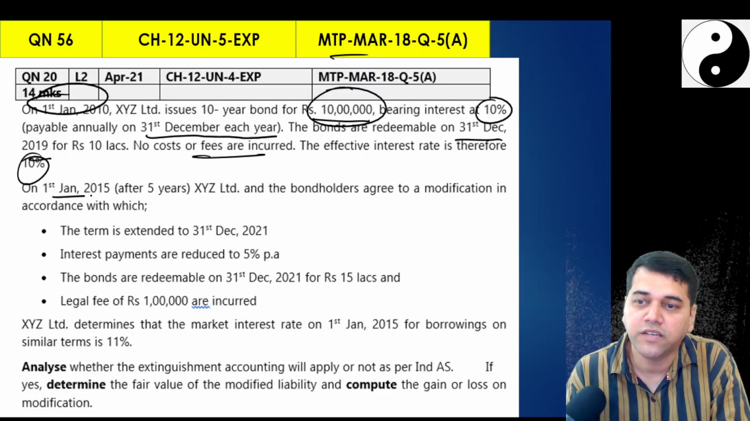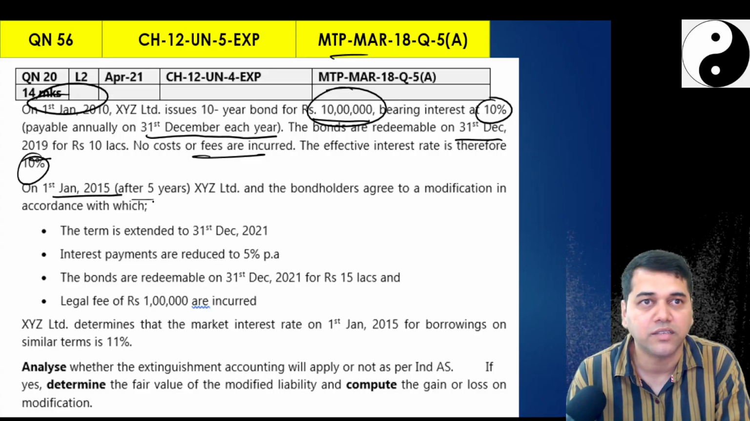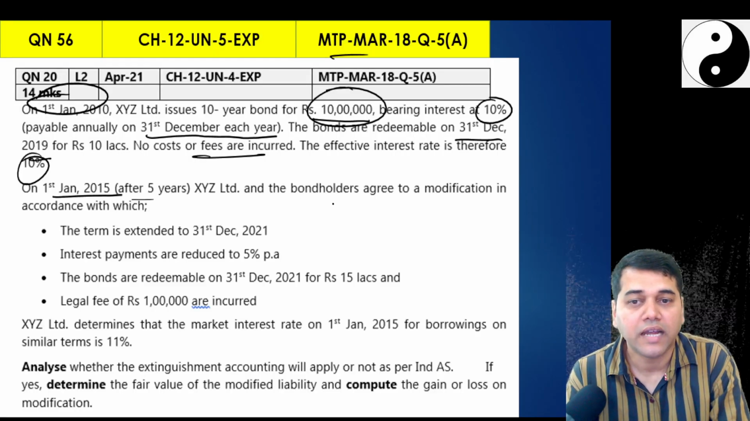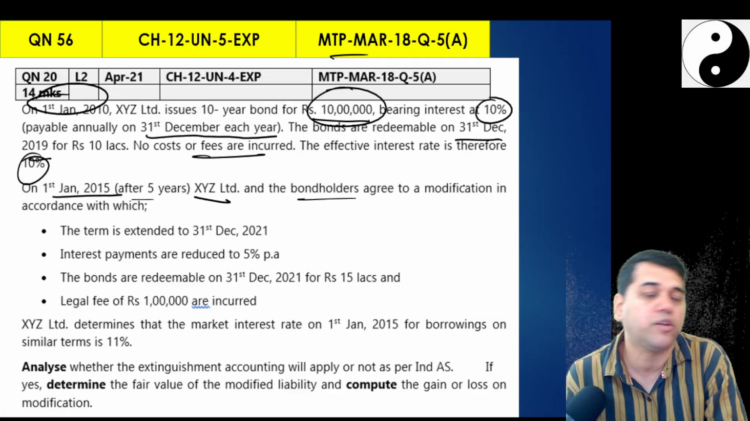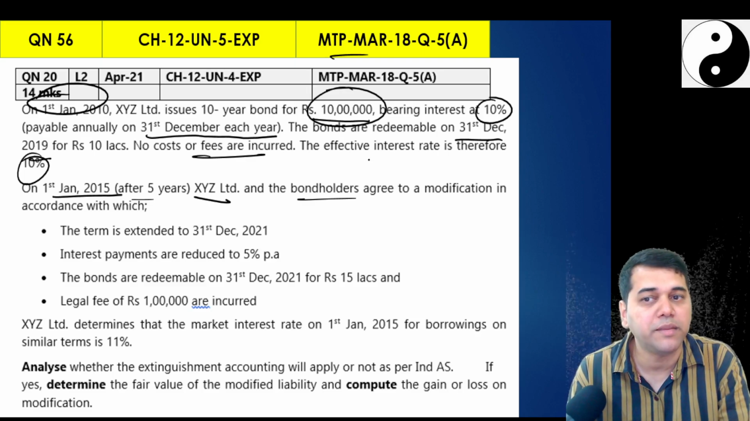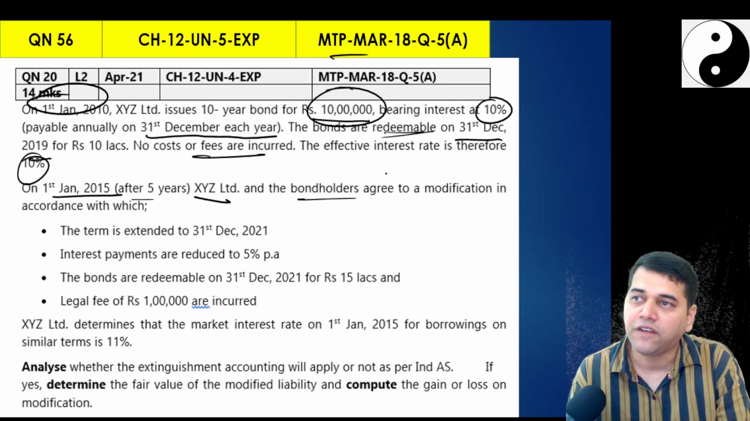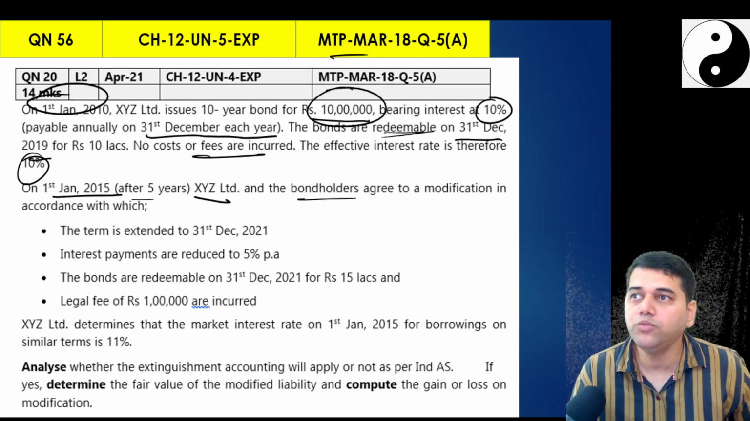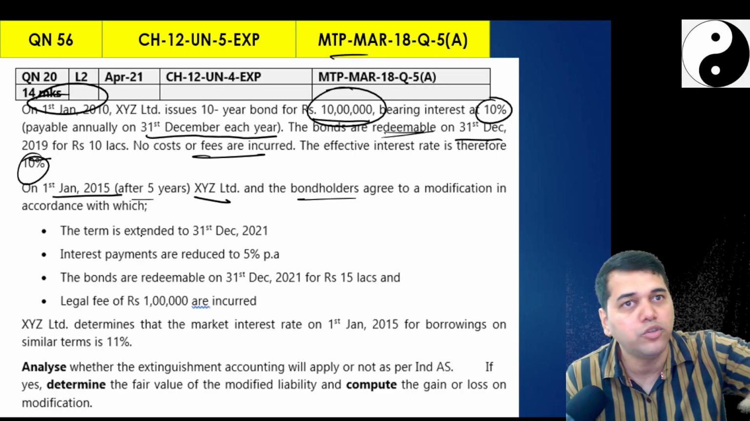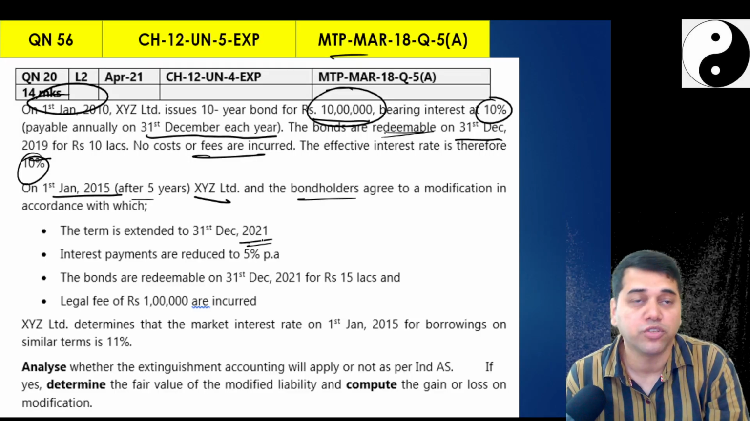Now on 1st of January 2015, after 5 years, that means 2010, 11, 12, 13, 14, 31st December 2014 I finished. Then on next day, first day, XYZ and bond holders agree for a modification. That means first 5-year interest I paid. And it is a conventional bond, when the repayment is going to happen, principal, redeemable. Okay, they have told you. It is a conventional bond. After first 5-year interest, you told, look sir, we cannot give you interest anymore. And we cannot pay you the principal also at the end of 5th year now. 5 more years is left. Can you extend it up to 2021?